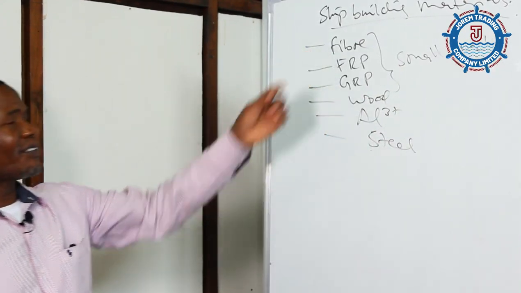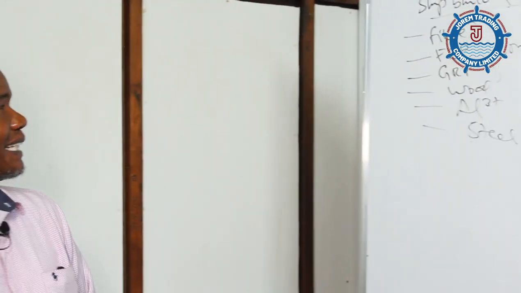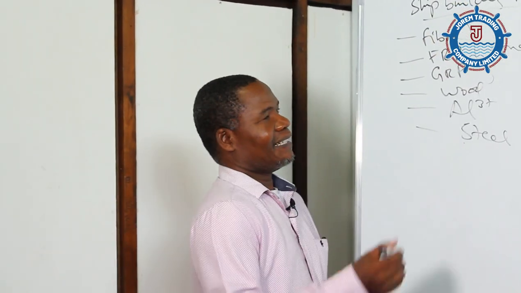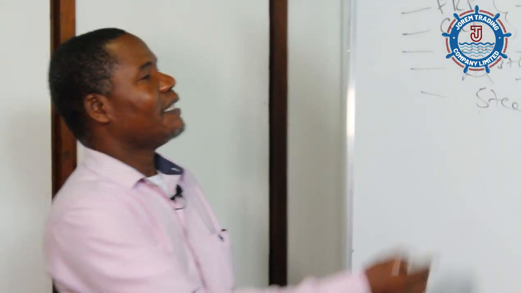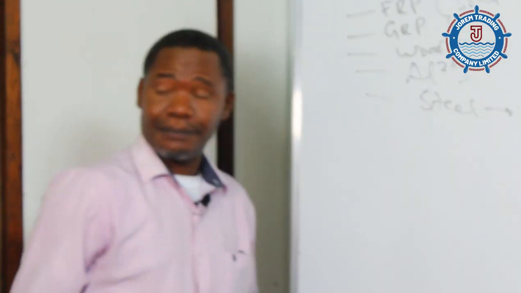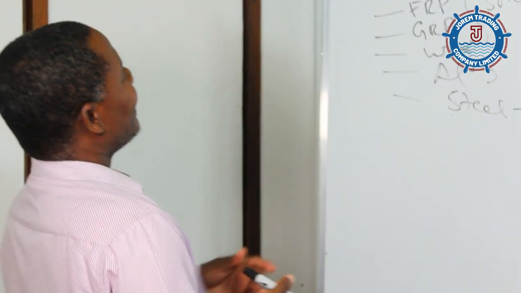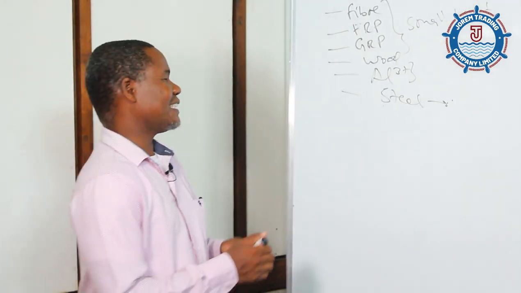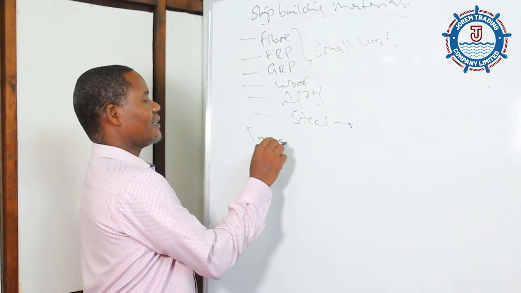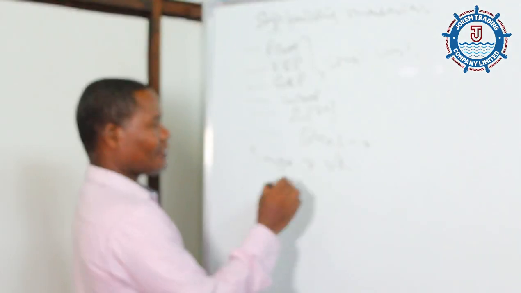Fiber is for small boats and vessels; you cannot construct a container ship by fiber. When you put a container, it will all break into pieces. Aluminium is also for medium-sized vessels like the catamaran. But when it comes to steel, this one is for whatever size of vessel you need to construct. Again, these materials also need to be transported. But all these materials, I said, depend on the type of vessel you need to construct.